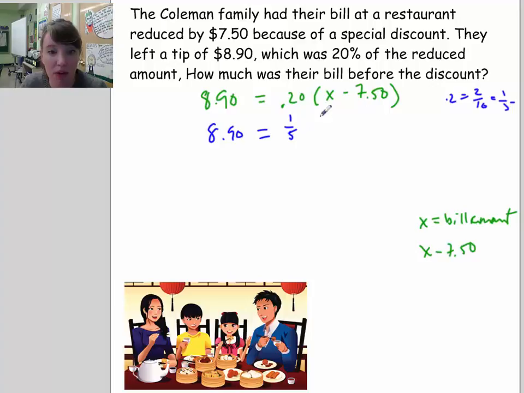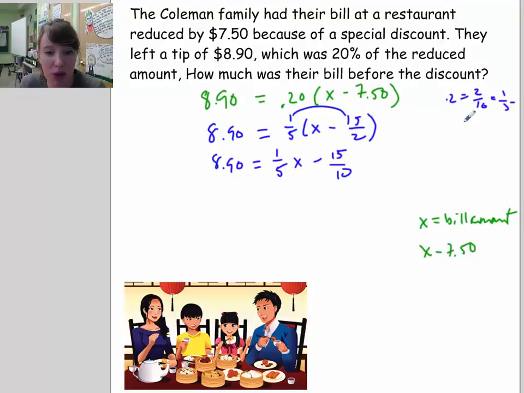So it's 1/5 times X minus 750. And you know what, let me go ahead and make this into 15/2. 750 is 15/2. It makes it a little easier to multiply. Again, these might not be the decisions that you make when you're solving these problems, but I like to do it this way because here I multiplied 1/5 by 15/2 to get 15/10. I like to do it this way because it's a little easier for me to solve it this way.